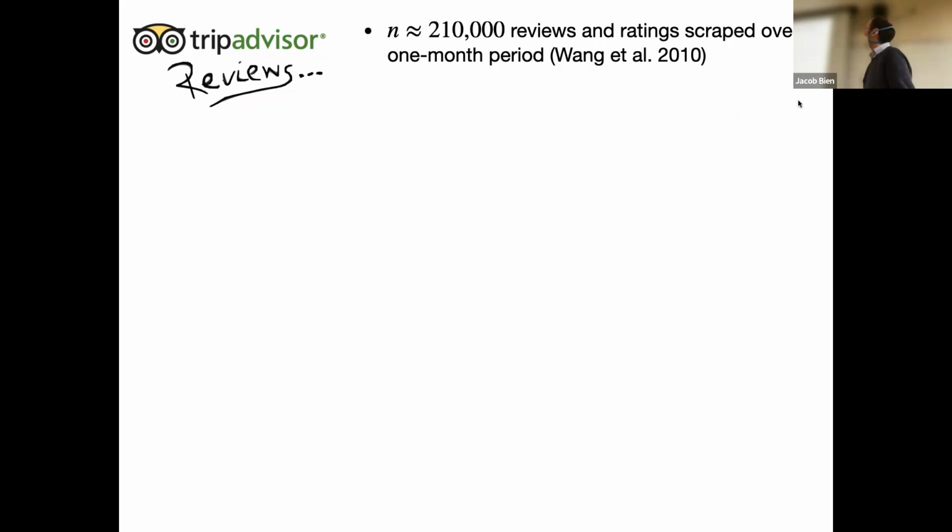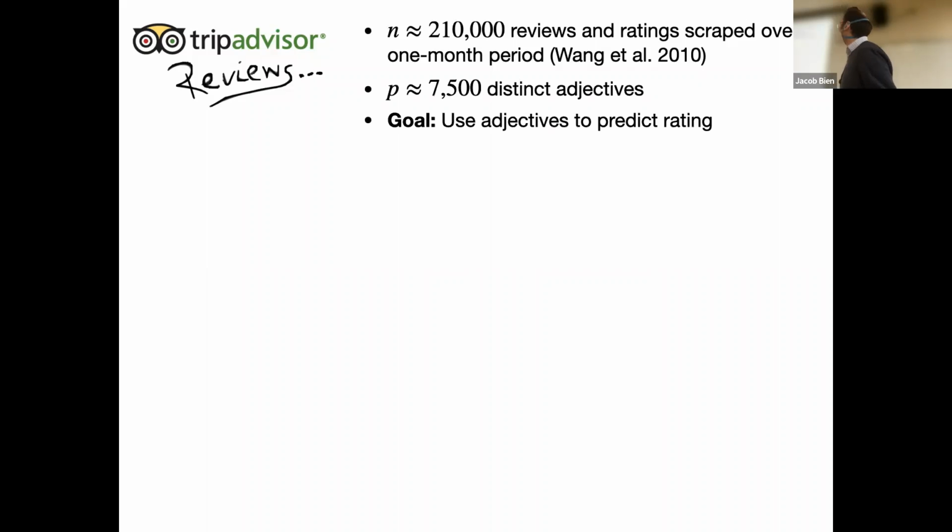Yeah. So there were about 200,000 reviews, with each review's text having some rating on a 1 through 5 scale. And so we are just going to extract about 7,500 distinct adjectives, and we'll think about this as a prediction problem: to predict the rating, the number of stars, based on the text. And our primary interest in this problem, though, is this issue of rare words.